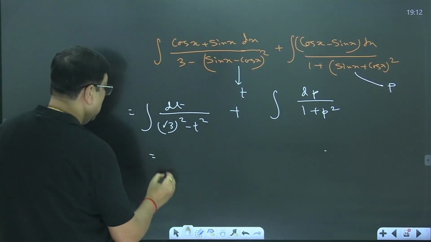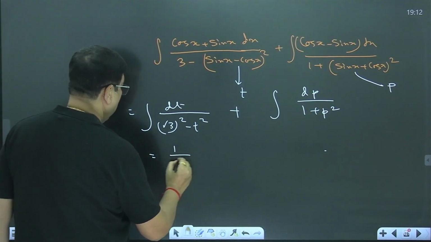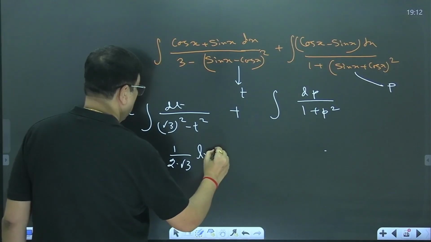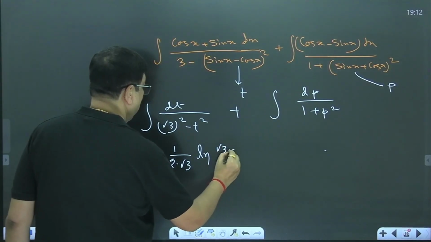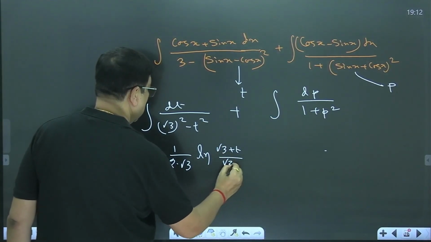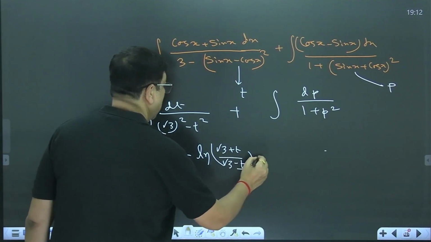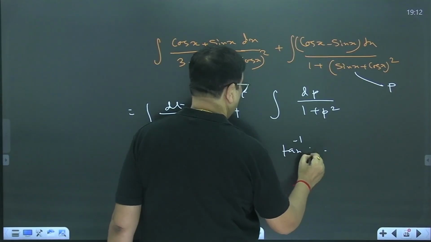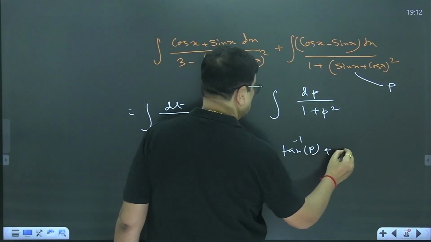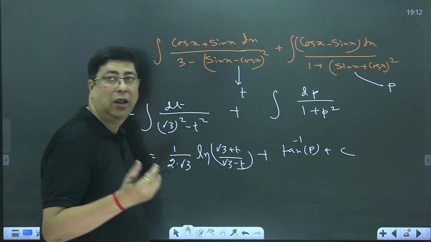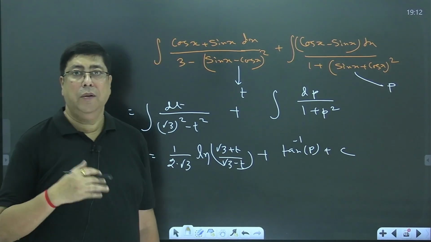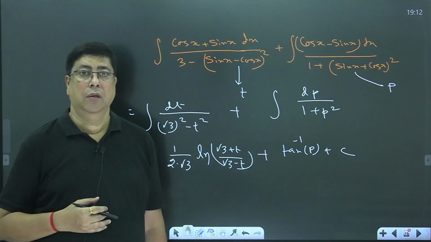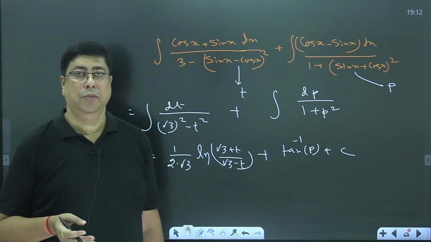So we are getting here 1 by 2a log of (a plus x) by (a minus x), plus tan inverse of t, plus c. Finally, you have to take the values and check the values. Okay everyone, let's go to the next sum.